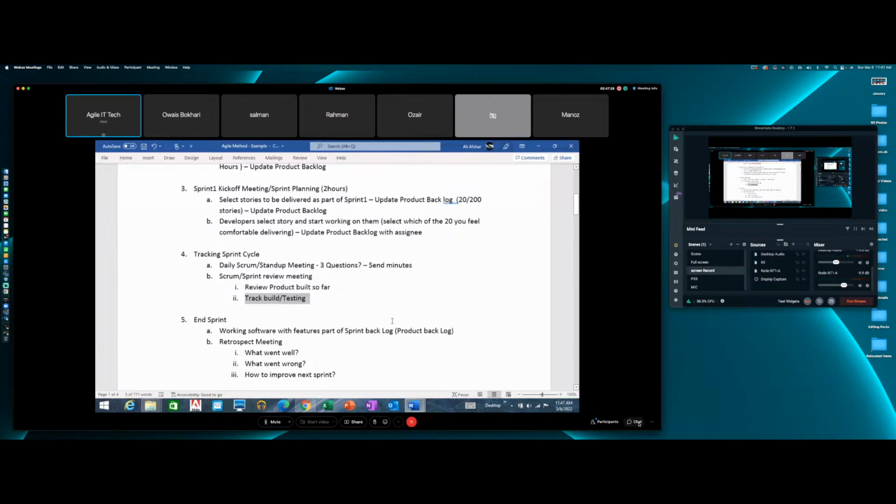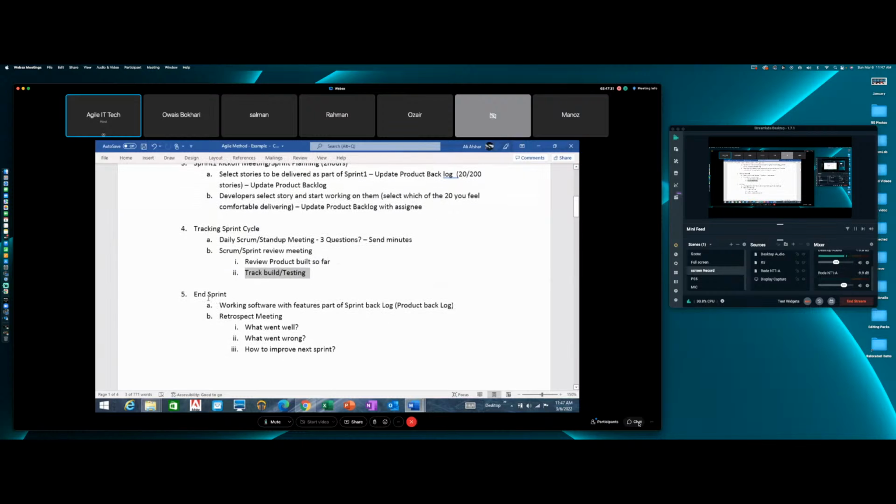All right. And then we come to the end of our sprint, right? And at the end of our sprint, hopefully we have a working software with the features that were part of the product backlog, right? And we conduct our retrospective meeting where we will be asking about what went well, what went wrong, and opinions or suggestions on how we can improve the upcoming sprint. Any questions?